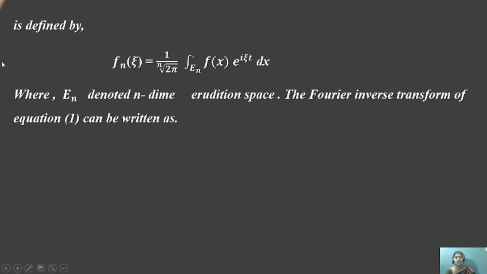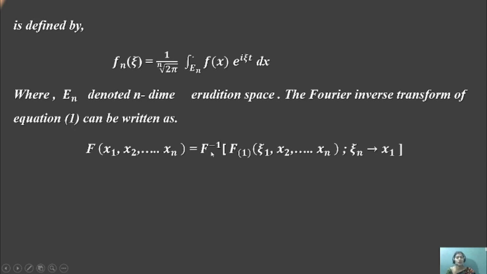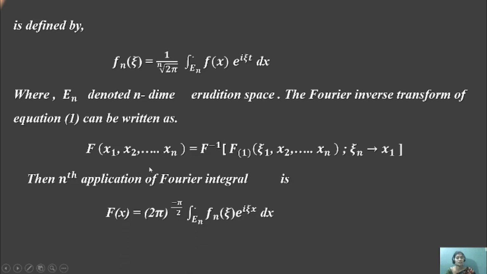The Fourier inverse transform of the first equation we get in the same form, only changing to minus 1. The nth power will be generated, that is, the function f(x) equals (1 upon 2 pi) to the power n, integration over the Euclidean space R^n of Fn(xi) e to the power minus i xi x d xi will be generated. Hence, the proof. This is called the multiple Fourier transform.